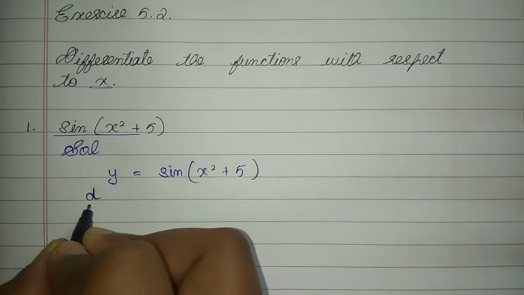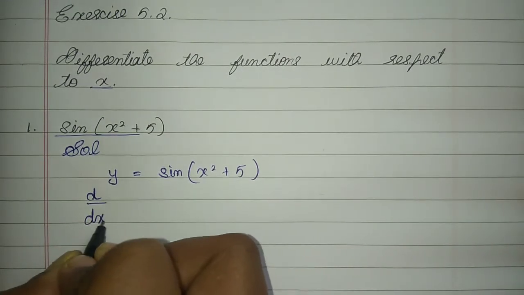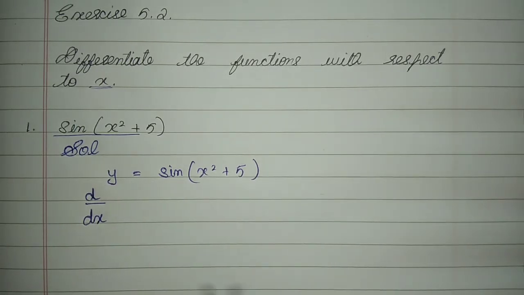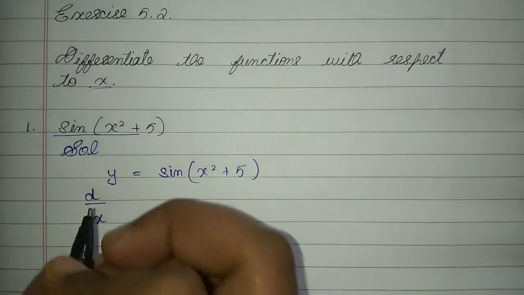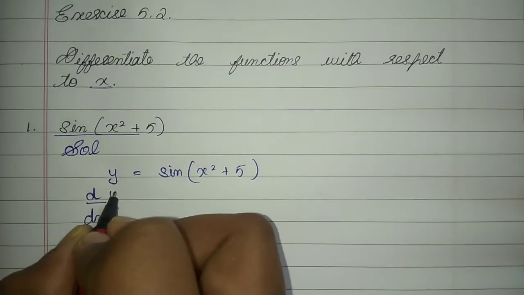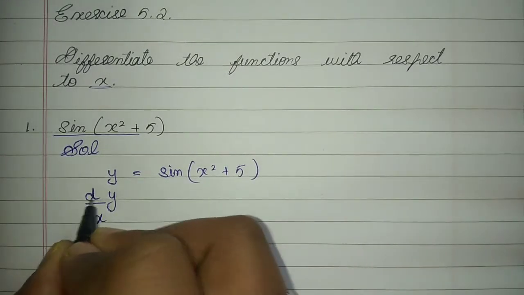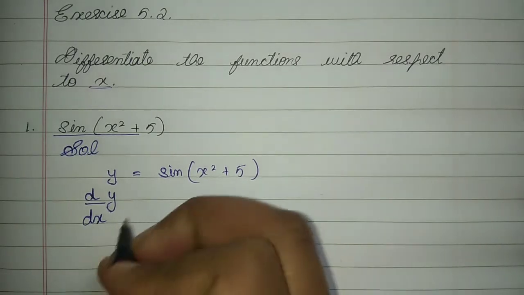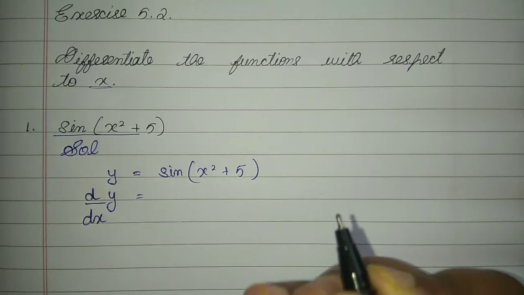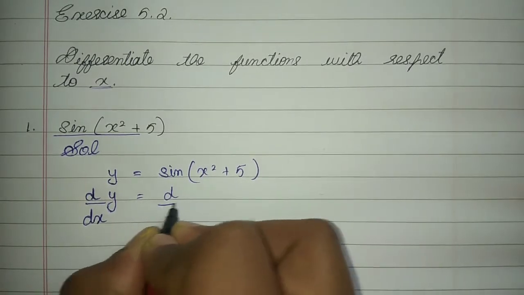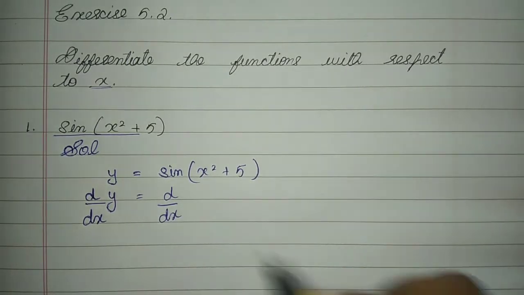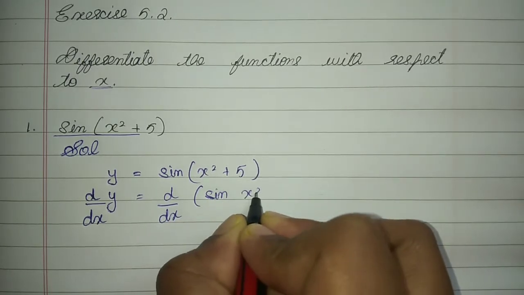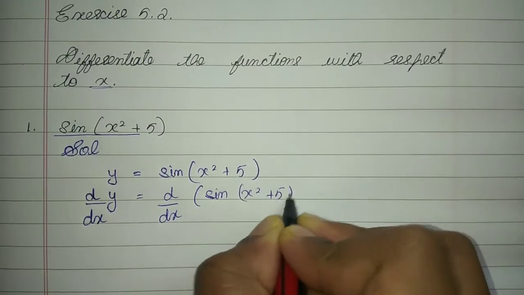So we will be writing it as d by dx. d by dx means we are differentiating the function with respect to x, and the variable stays as it is. You can write it as dy by dx also, or else d by dx of y also. You can write anything. So here also you can write it as d by dx of sine of x square plus 5.